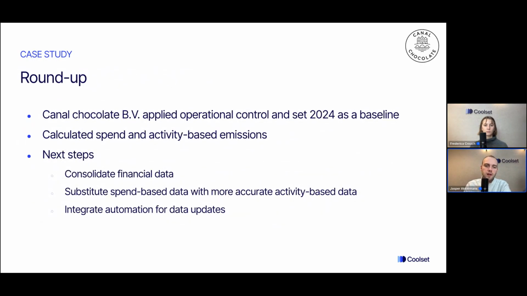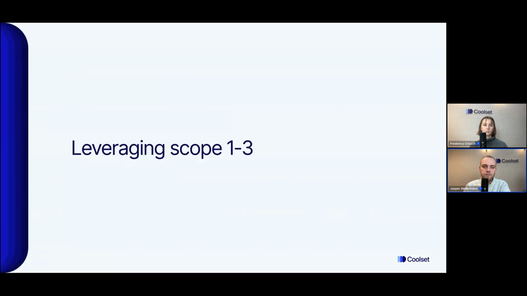Quick roundup: Canal Chocolate applied operational control, with 2024 as a baseline. They calculated spend and activity-based emissions, and the next steps are to consolidate financial data, substitute spend-based data with more accurate activity-based data, and integrate automations for data updates.